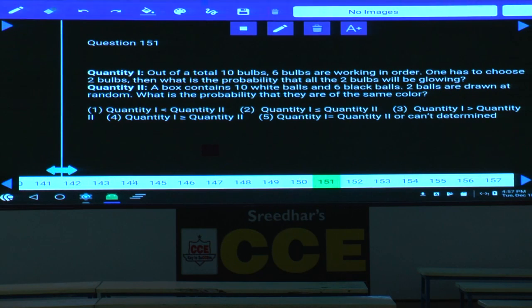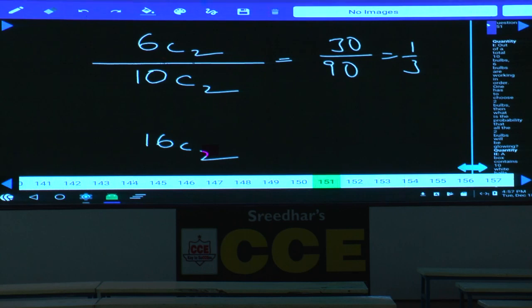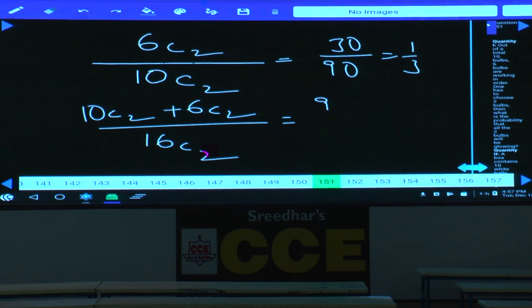Next. A box contains 10 white balls and 6 black balls. 2 balls are picked at random. What is the probability that they are of the same color? So they can both be white or both be black. So how many balls do we have in total? 16. We need to pick 2 balls, 16C2 ways. Both can be white or both can be black. There are 10 white balls. Out of 10, if you pick 2, that is enough. Or there are 6 black balls. Out of 6 also you can pick 2. That is 10 into 9, 90 plus 6 into 5, 30 by 16 into 15, 240. 120 by 240 which is equal to 1 by 2. Q1 less than Q2.